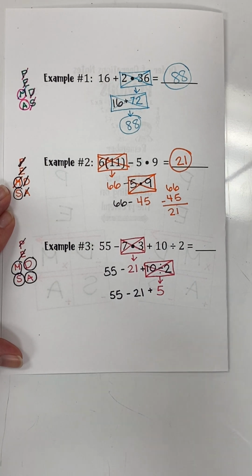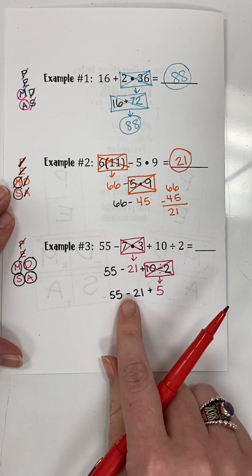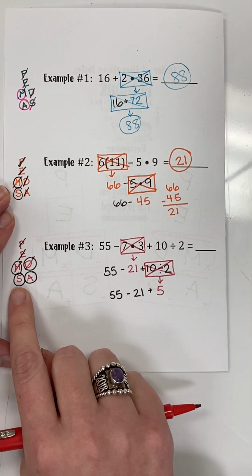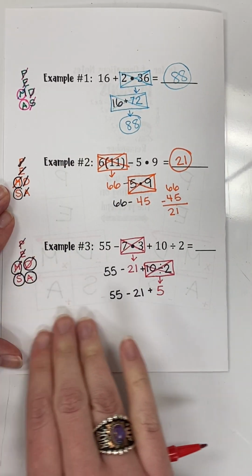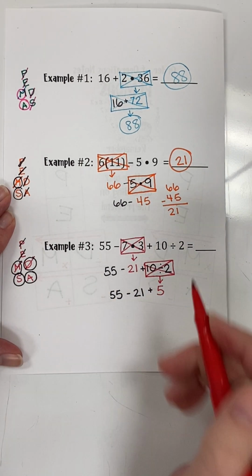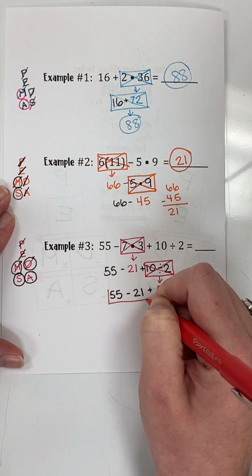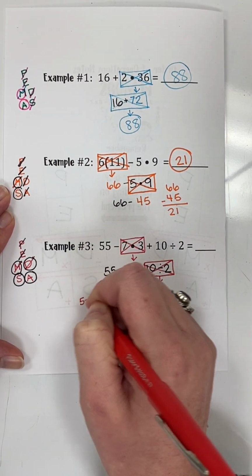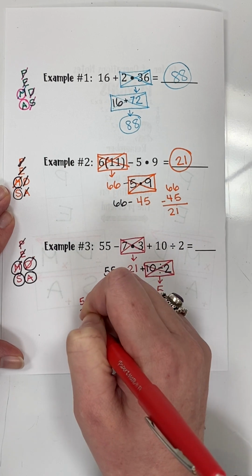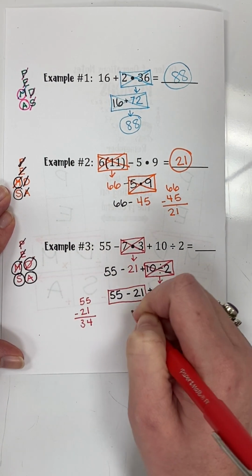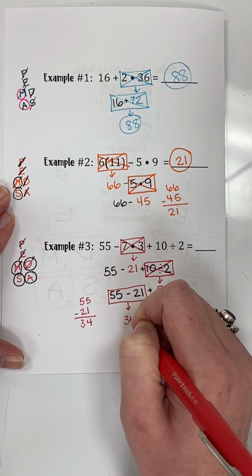Okay, I still need to check. Do I have any more multiplication or division? No, so I can finally mark those out. Remember, adding and subtracting, we do left to right. What comes first? So we already wrote subtracting because it's first. So I have 55 minus 21, and I don't know that one off the top of my head, so I'm going to work it out. 55 minus 21. So that gives me 4 and 3. So that gives me 34.